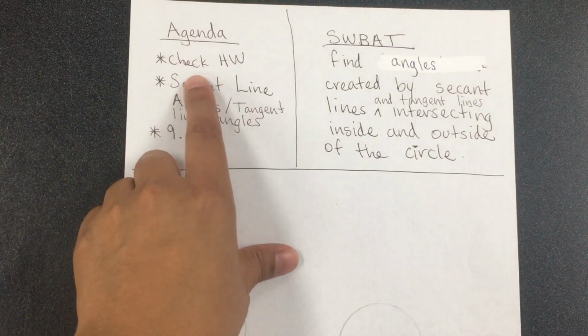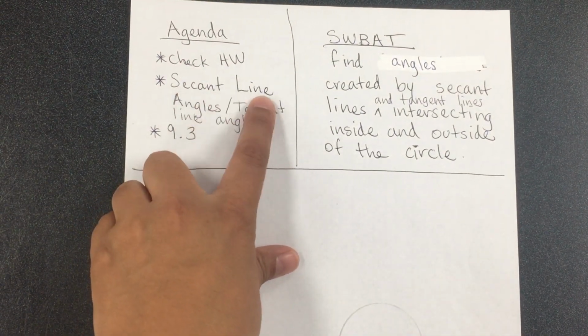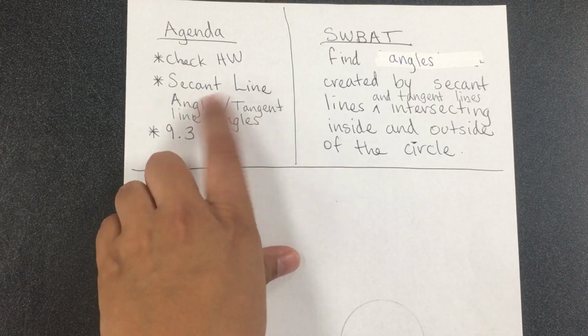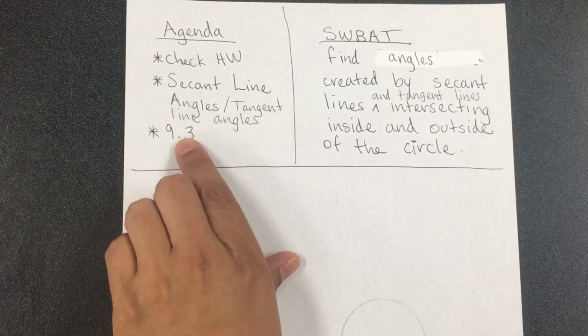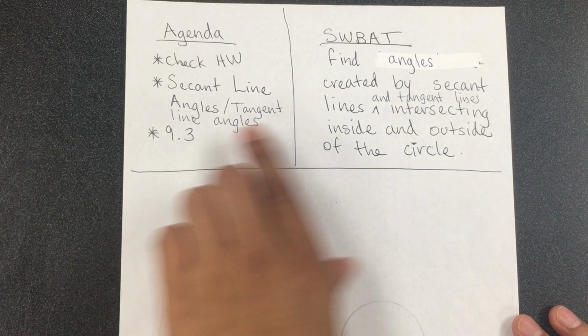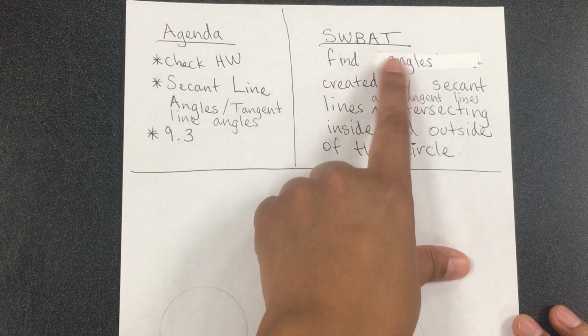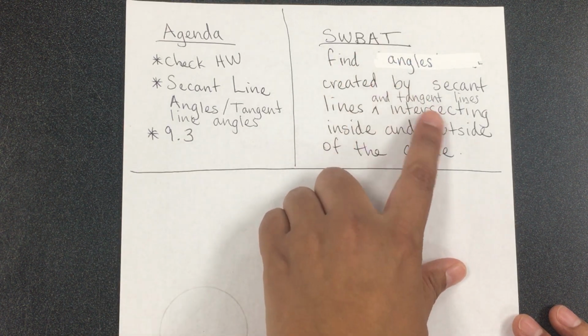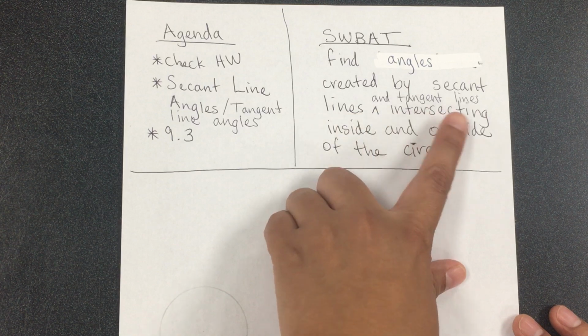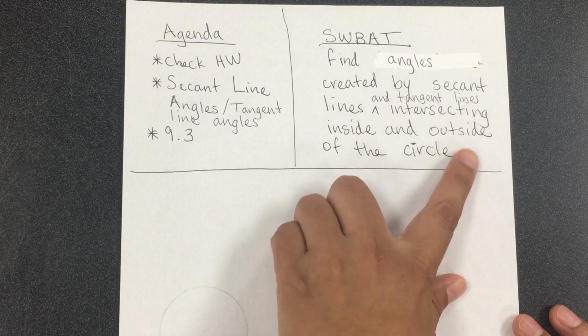Hello students, today's agenda is to check homework. We'll be learning about secant lines, secant line angles and tangent line angles, and you will be able to work on 9.3. Today students will be able to find angles created by secant lines and tangent lines intersecting inside and outside of the circle.